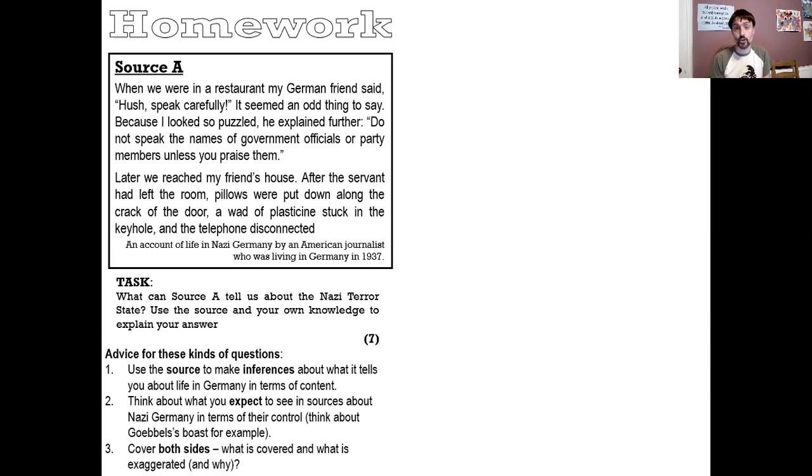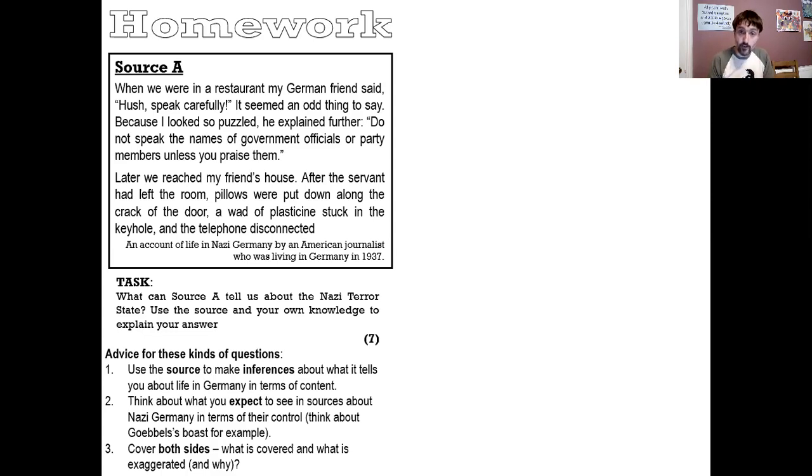Why was the American journalist writing what he wrote? What was he trying to say? Does he agree with what he's saying? As in, is he setting this up as something that's a bit odd? Or is he setting this up to say, I think Germans are a bit over paranoid? Does it explain why Germans are paranoid based on what you know about the Nazi terror state, for example?